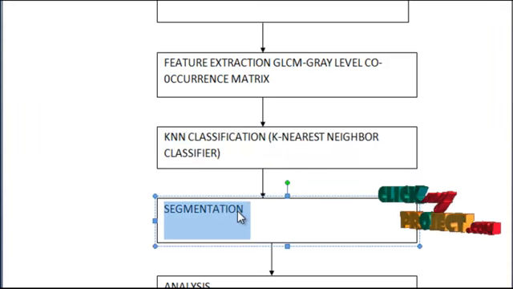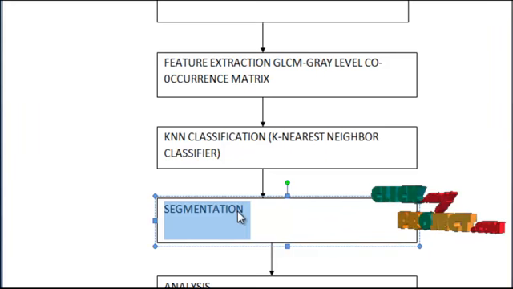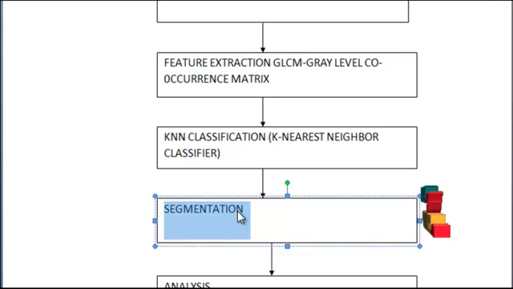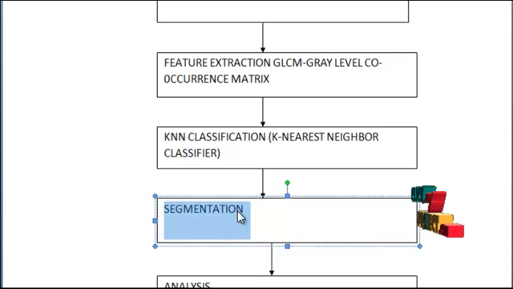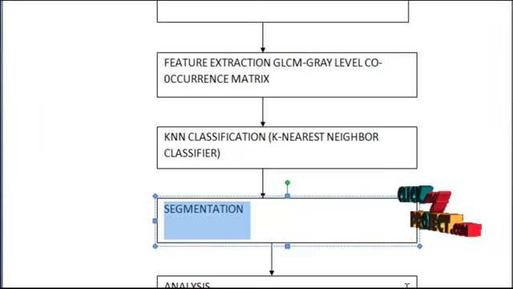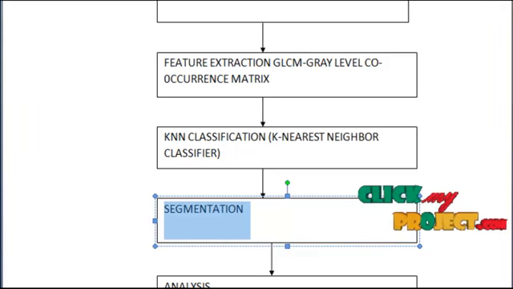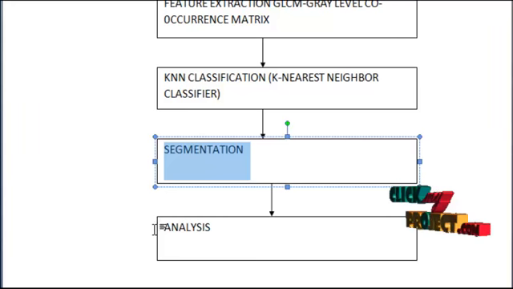Segmentation is the process of partitioning a digital image into multiple segments. The goal of segmentation is to simplify and/or change the representation of an image into something that is more meaningful and easier to analyze. Image segmentation is typically used to locate objects and boundaries in images. More precisely, image segmentation is the process of assigning a label to every pixel in an image, such that pixels with the same label share certain visual characteristics. The next one is analysis.